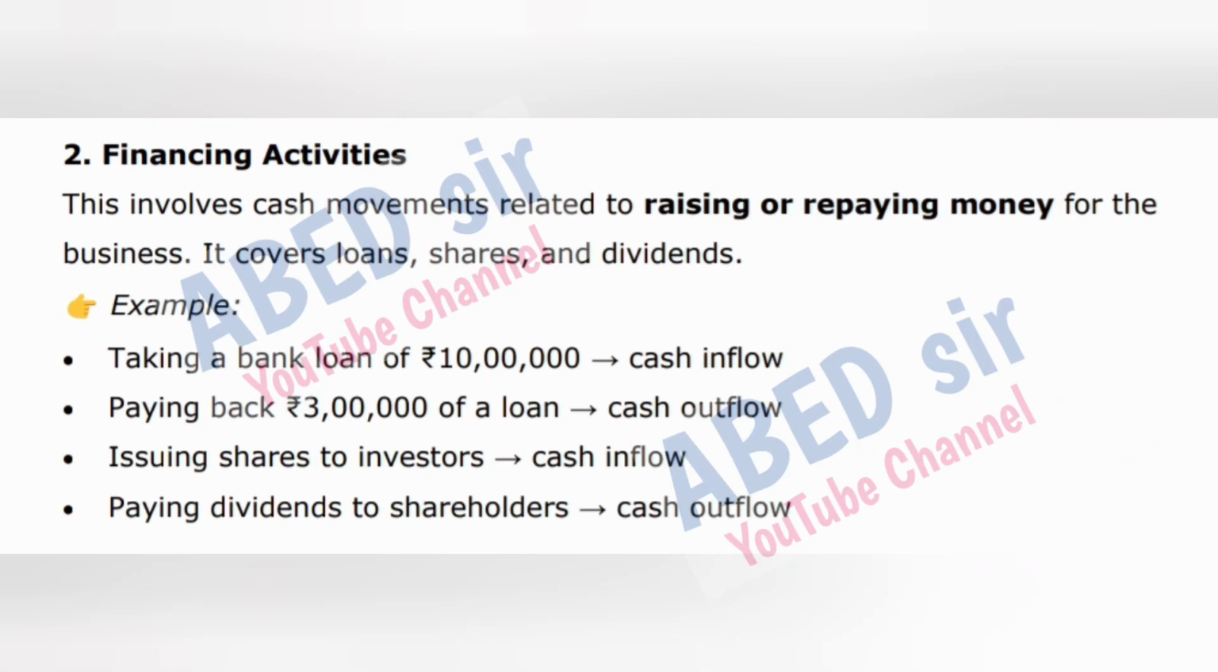2. Financing activities. This involves cash movements related to raising or repaying money for the business. It covers loans, shares, and dividends. Example: taking a bank loan of 10 lakh rupees is a cash inflow. Paying back 3 lakh rupees of a loan is a cash outflow. Issuing shares to investors is a cash inflow. Paying dividends to shareholders is a cash outflow.